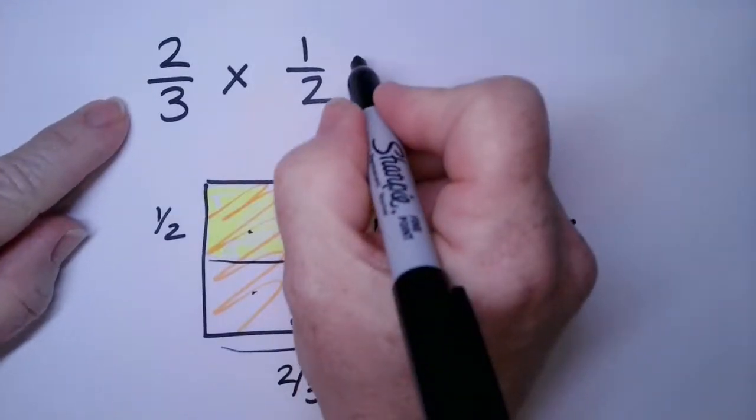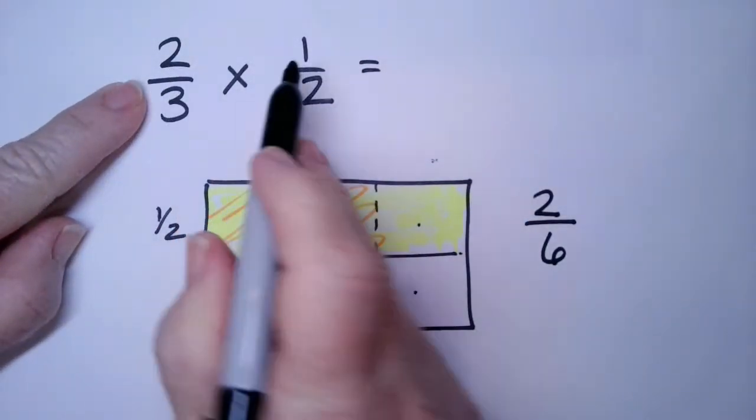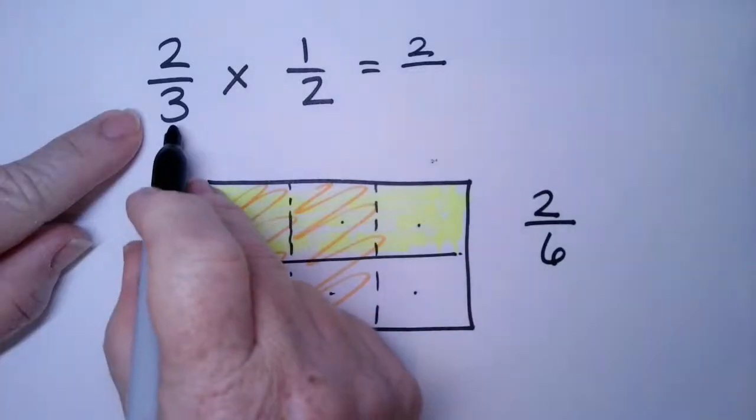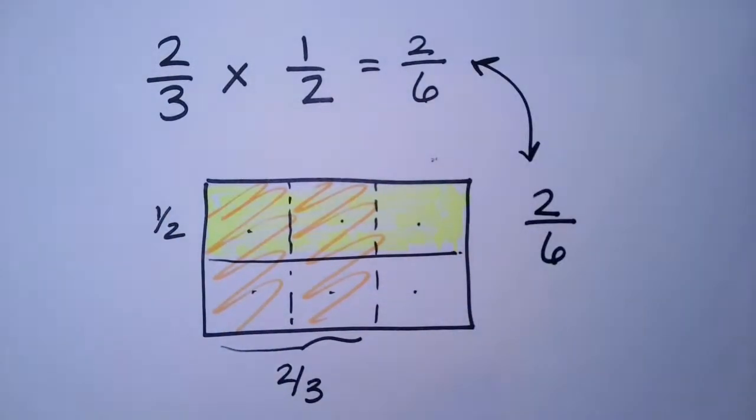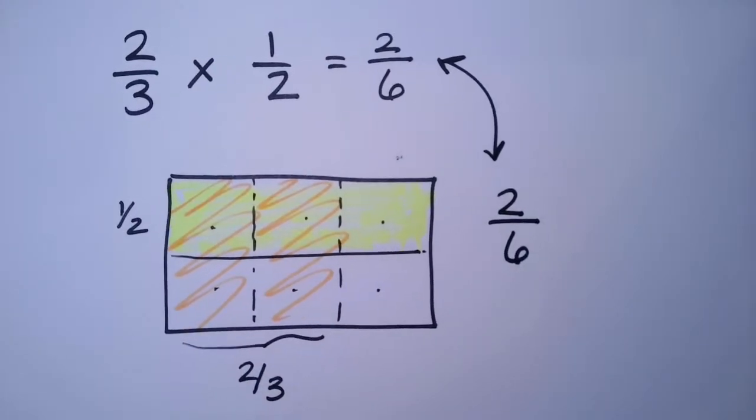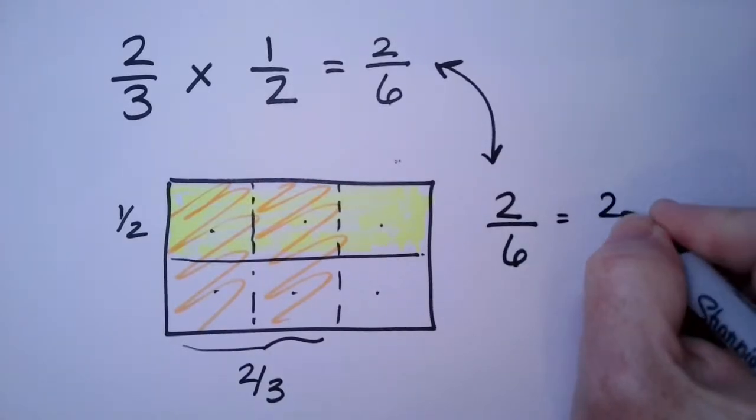Let's see if that's what we get. If we multiply this, 1 times 2 is 2 on the top. 3 times 2 is 6 on the bottom. Hey, look, they're the same. Is that the smallest, most reduced fraction? Yes or no? No.